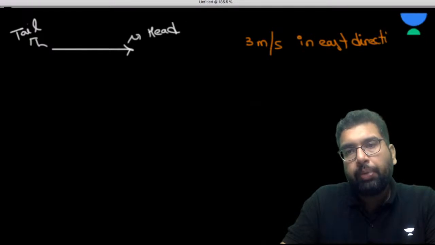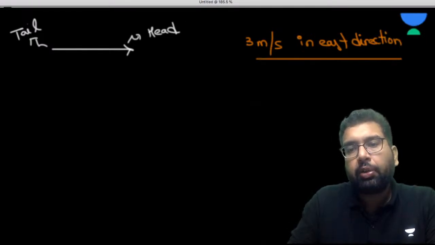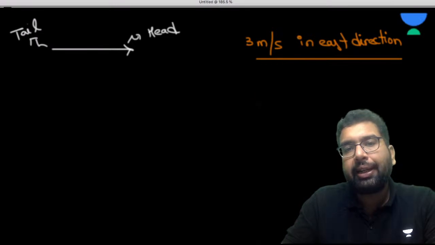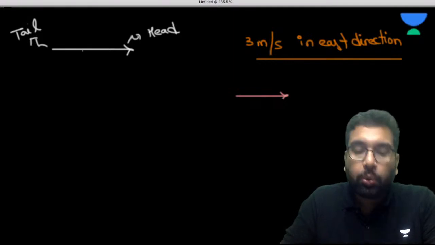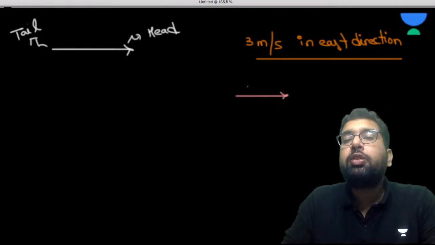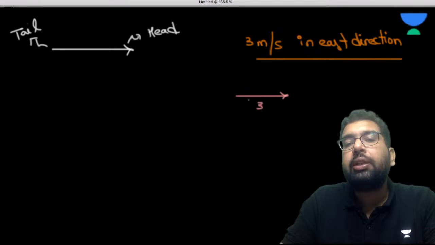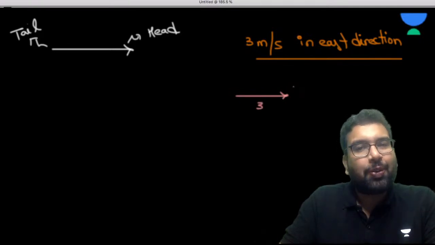So you would be representing this vector. You would say that something is moving in east direction. That means this is to be represented like this. This is east, right? So from tail to head, this gives you the direction of the vector, and the length of this line gives you the magnitude of the vector, right? So we know it.